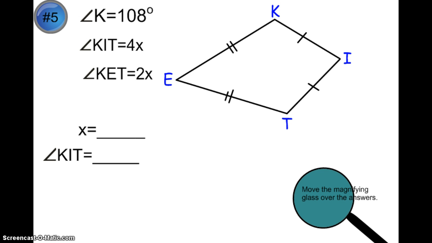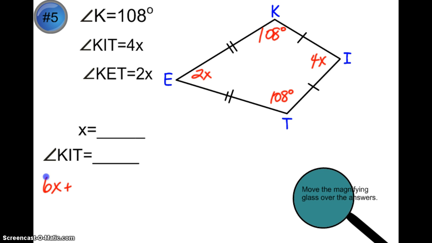Okay, here we have a kite. We have a 108 degree angle at angle K, which means we also have a 108 degree angle at angle T. Angle KIT, which also could be called angle I, is 4x. KET is 2x. We know we have 360 degrees in our quadrilateral. So again, you can pause the video, attempt the problem on your own, and then check.